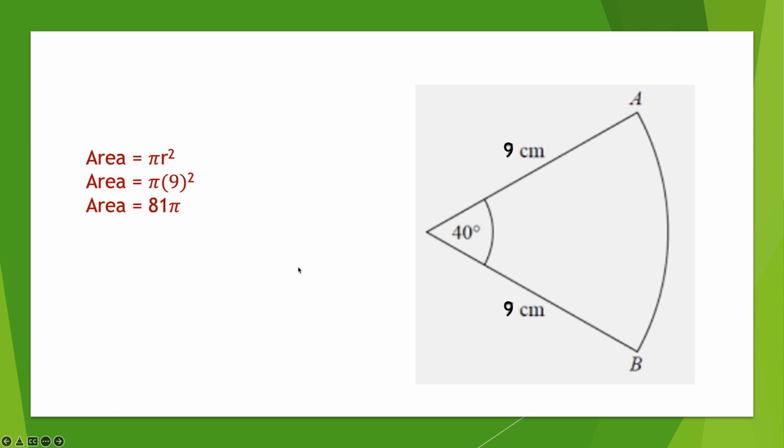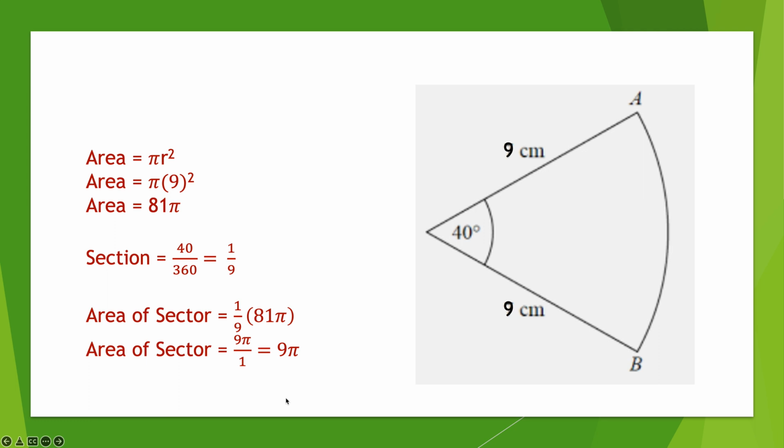But we don't have a whole circle. We have 40 degrees here. So that's 40 out of 360, because the whole circle is 360 degrees. 40 out of 360 is 1/9. So I have 1/9 of the area of the whole circle. If the area of the whole circle was 81 pi, and I have 1/9 of it, then I have 1/9 of 81 pi, which is 9 pi. Okay, next up.